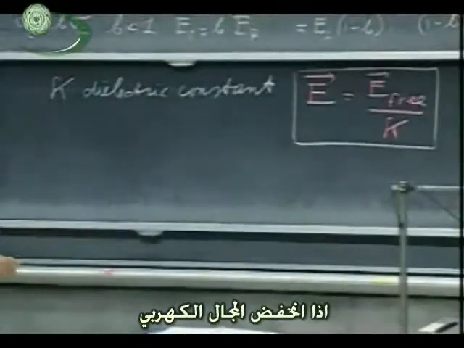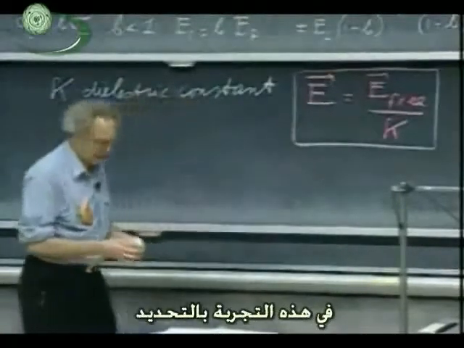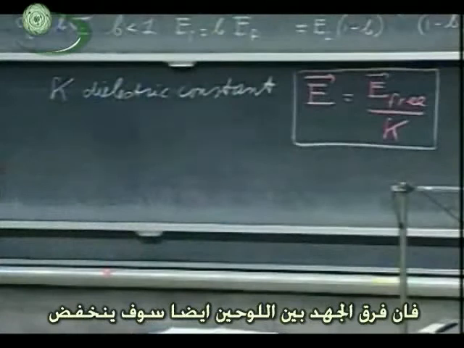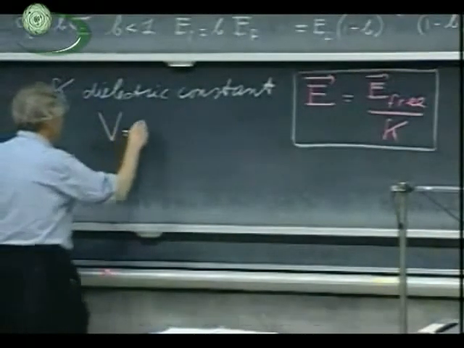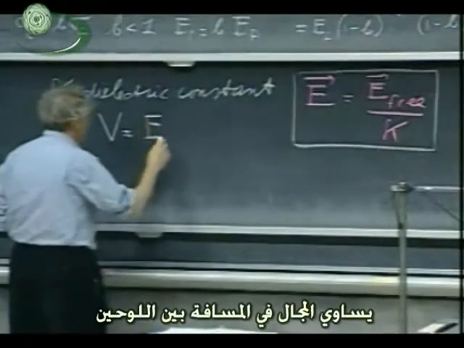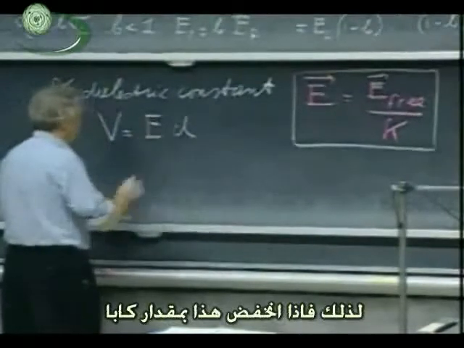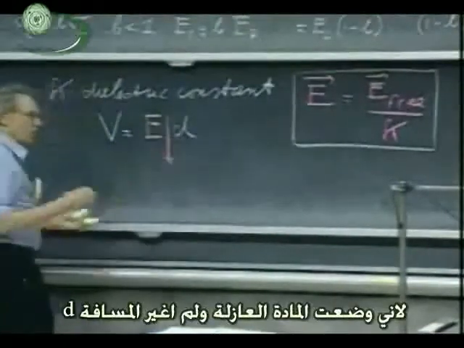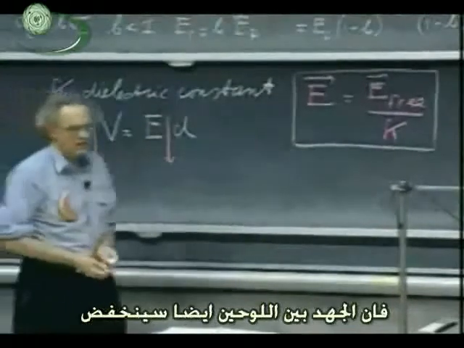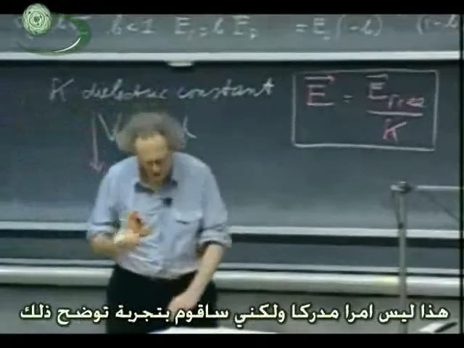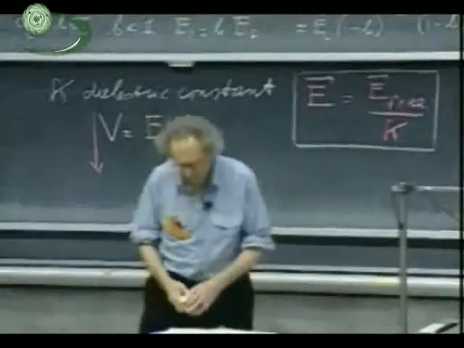If the electric field goes down in this particular experiment, it is clear that the potential difference between the plates will also go down, because the potential difference between the plates V is always the electric field between the plates times D. And so if this one goes down by a factor of kappa, if I just shove in the dielectric, not changing D, then of course the potential between the plates is also going down. None of this is so intuitive, but I will demonstrate that later.